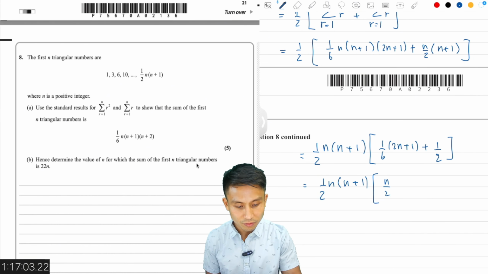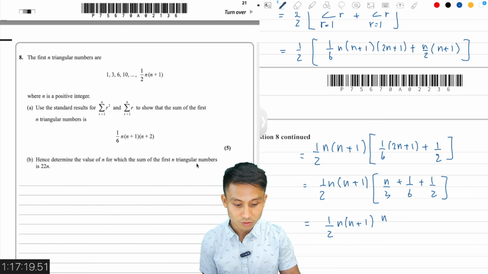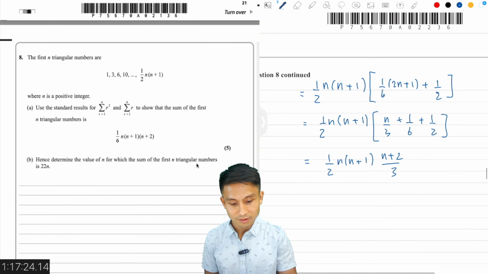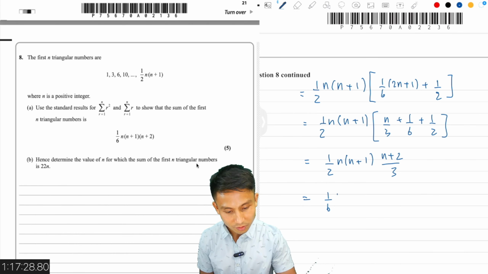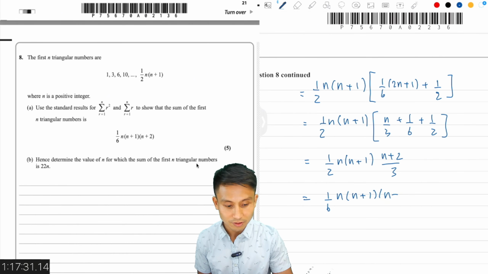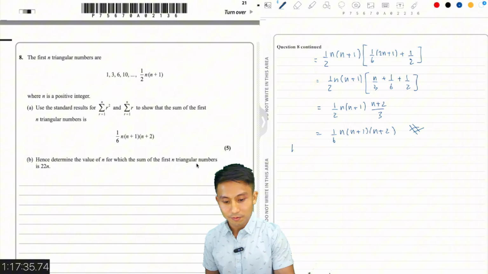We would have n over 3 plus 1 over 6 plus 1 over 2, right? And that would be 4 over 6 on the last part, which is 2 over 3. So that would be 2n plus 2 over 3. Yeah, that looks right. So we're going to have 1 over 6 there, 1 over 2 multiply 1 over 3, and then you have n plus, almost.